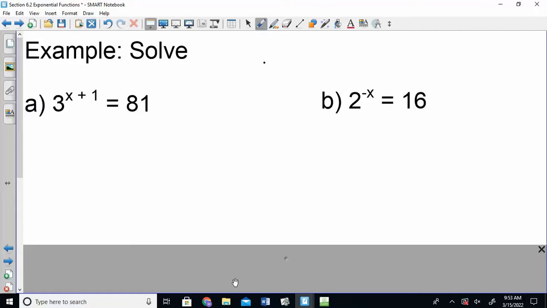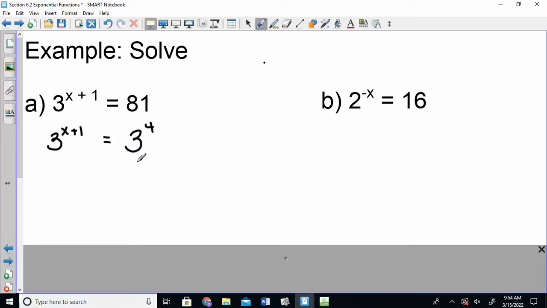So 3 to the x plus 1 equals 81. All right, we need to get the same base on each side. Now 3, I can't really break down, so that just has to stay. But what could I change 81 to? 3 cubed. Or to the 4th. 3 to the 4th. It is 9 squared, but my goal is to get the same base as the other side. So my question is, can I write it as 3 to some power? And we can't. It's equal to 3 to the 4th.